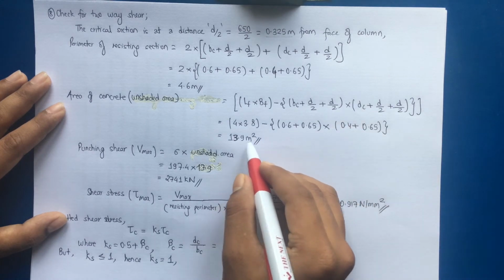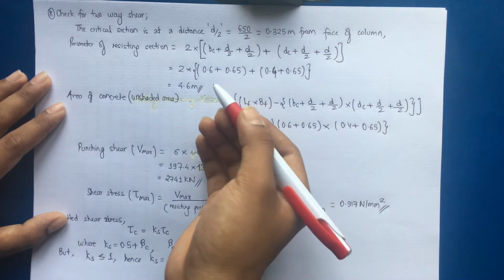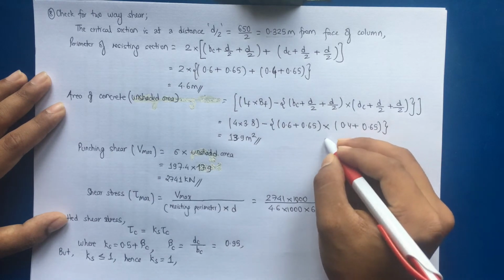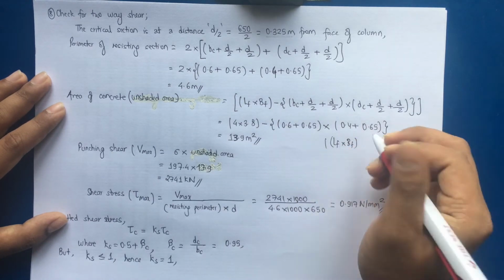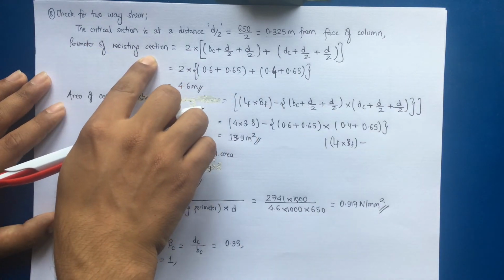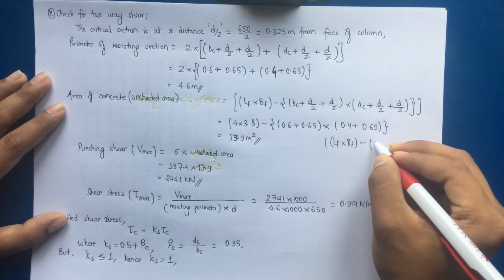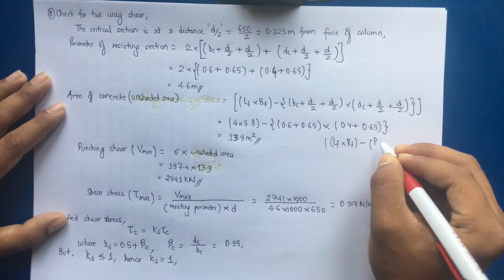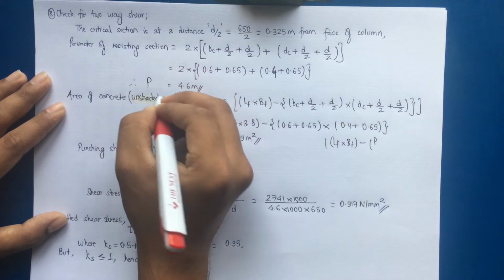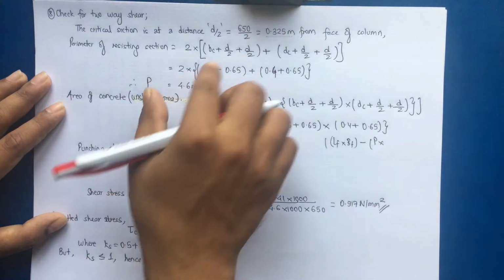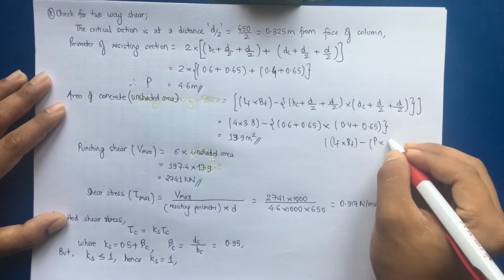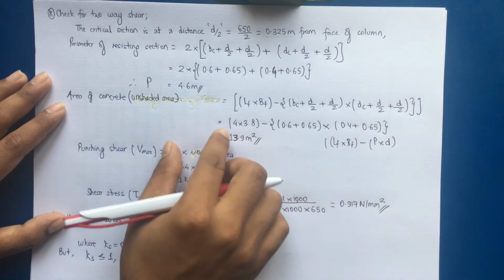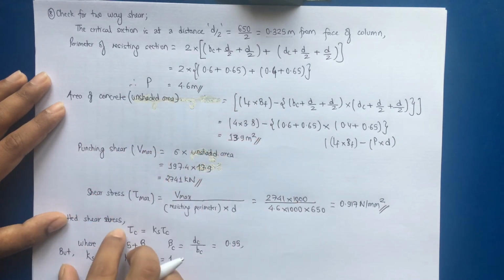So this comes as 13.9 meter square. Or you can directly do it like this also: LF BF, which is the area of footing, minus the perimeter of the resisting section, so this is the perimeter, into the depth of footing or depth at the critical section, which is D. So from this also you can get the unshaded area.